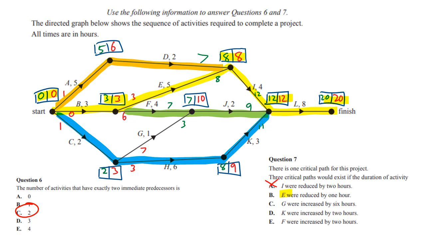Let's try if I were reduced by 1 hour. So let's have a look at E was reduced by 1 hour. So this is now 4.